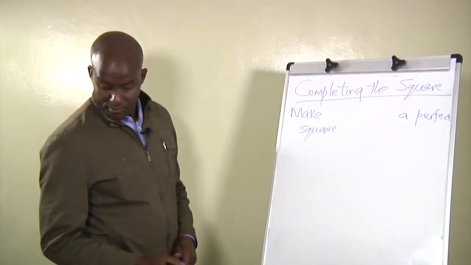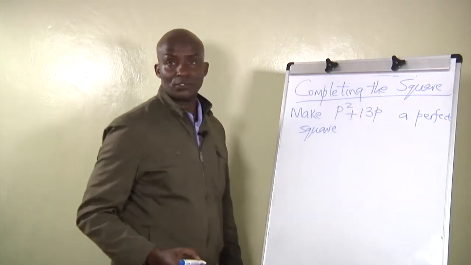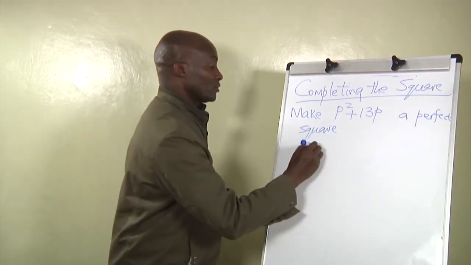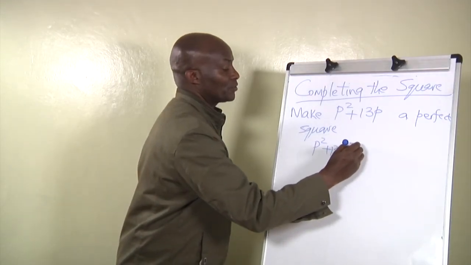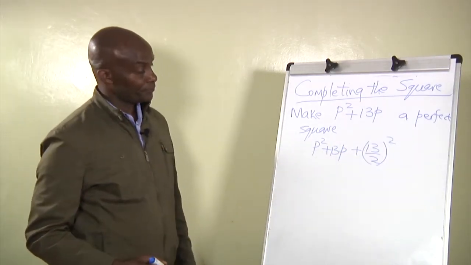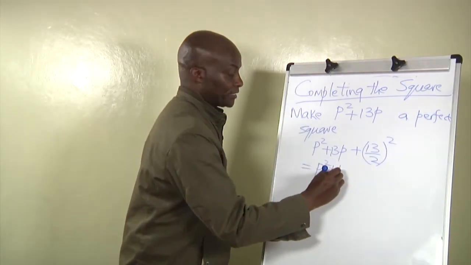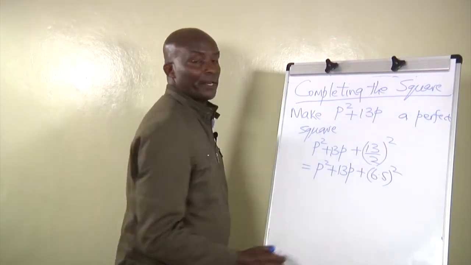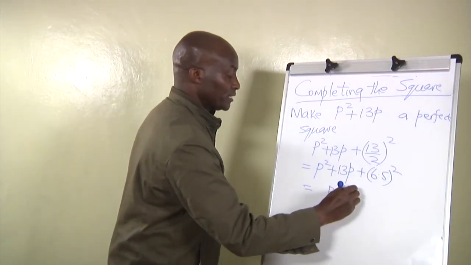Make p squared plus 13p a perfect square. To do that, we need to complete the square. So we simply add half of 13, whole squared. So plus 13 over 2 whole squared. That will be equal to p squared plus 13p plus 6.5 squared. And therefore, this will be the square of p plus 6.5.